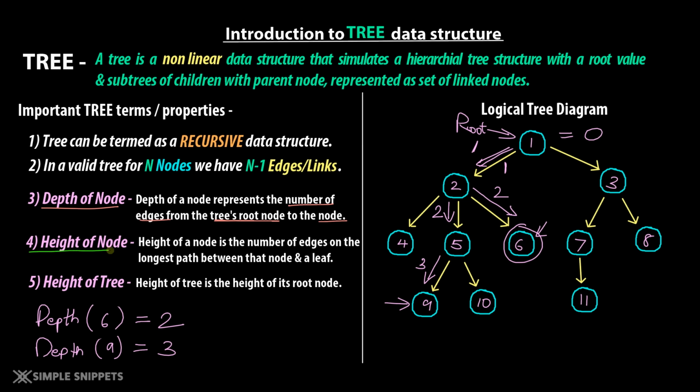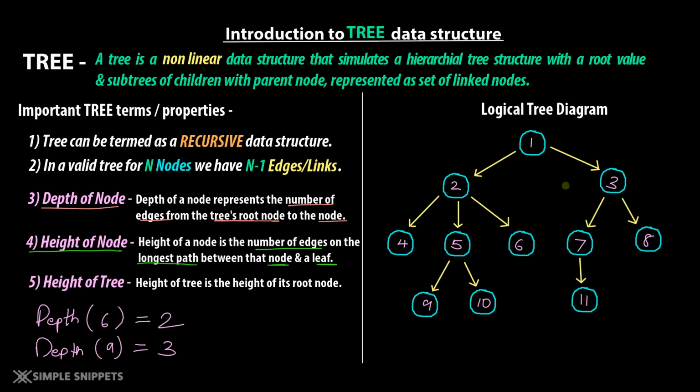Moving forward, what is the height of a node? So the height of a node is the number of edges. Again, it is the number of edges only, but it is different from the depth of a node. The height of a node is the number of edges on the longest path between that node and a leaf. So when you calculate depth, you start from the root to the particular node. But when you calculate height, you start from that node and take the longest path till you reach a leaf. Okay. So let's see what that means.